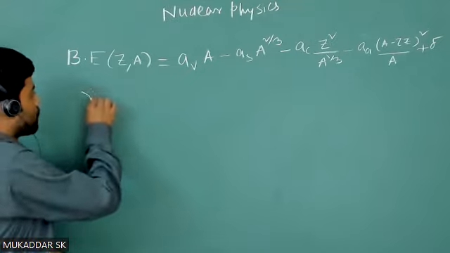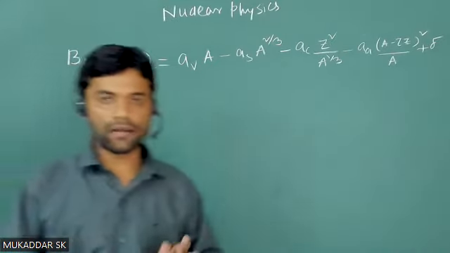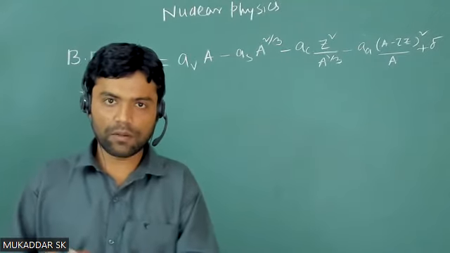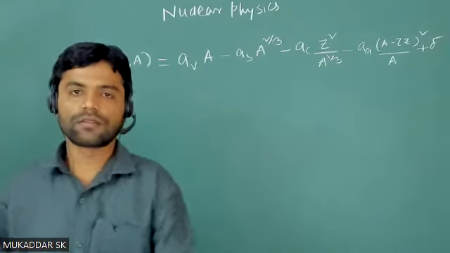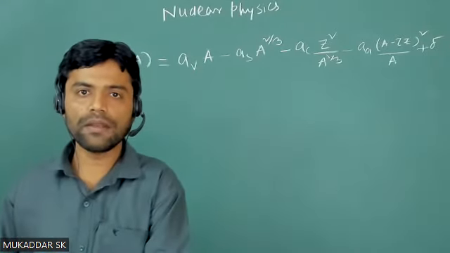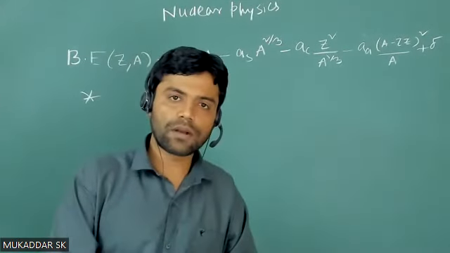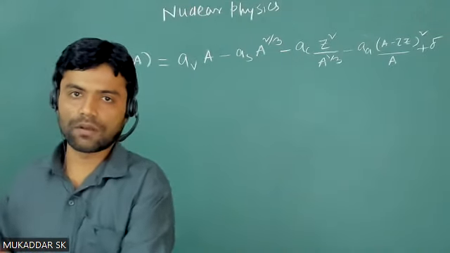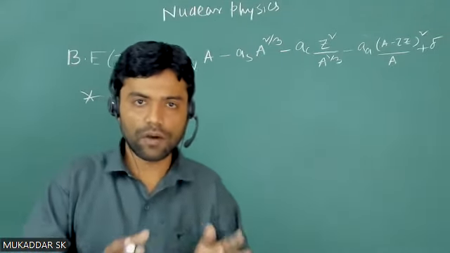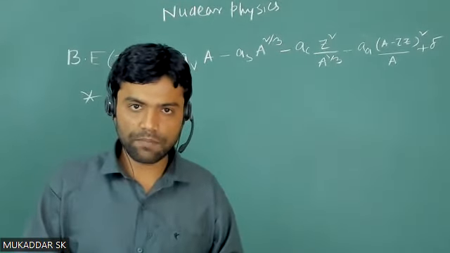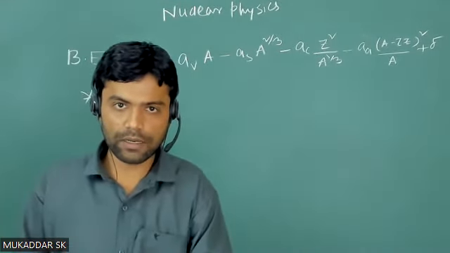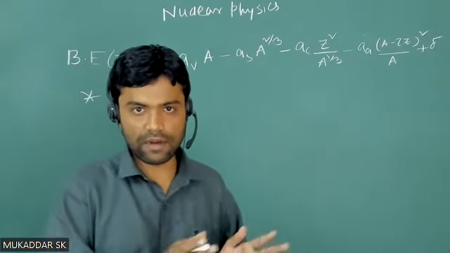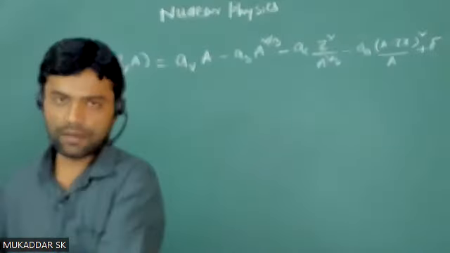Now, for a given isobaric family, suppose you have an isobaric family. What is an isobaric family? Mass number same, but atomic number is variable. So I can say that for a given isobaric family, your mass number is constant, but atomic number is variable. Atomic number is not the same. So according to the definition of isobar, mass number is the same. It means mass number is constant, but atomic number is not the same. Or I can say that atomic number is not constant, or it is variable.